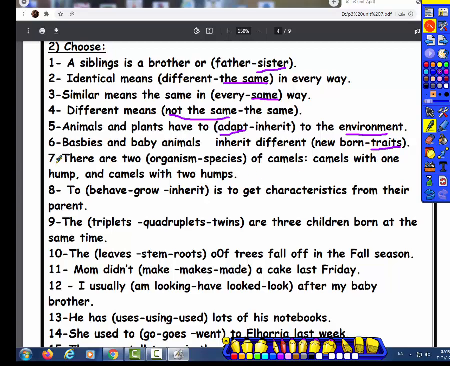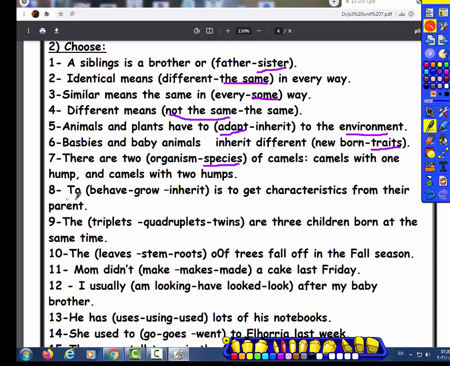Number 7, there are two organisms or species of camels. Camels with one hump and camels with two humps. So there are two species. Species means kinds. Species means a group of animals that are very similar, like the camels.